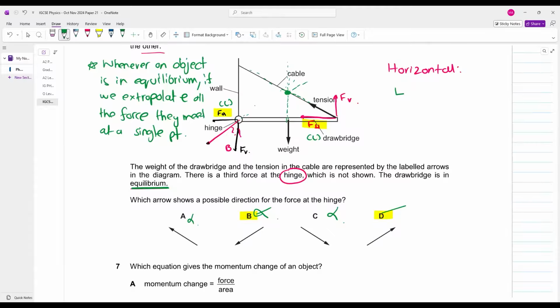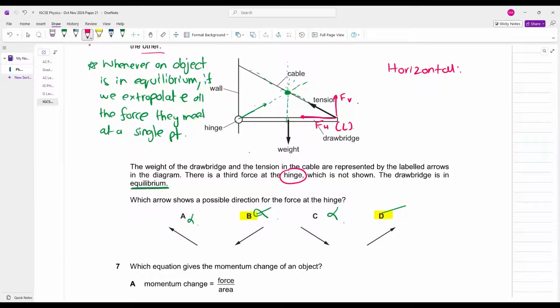Okay, so let's try out option D, which is the remaining last option. Now option D satisfies the first criteria. Beta, option D is satisfying the first criteria, that is, it is passing through the intersection point. Perfect. Now, the horizontal component of tension is acting towards the left.